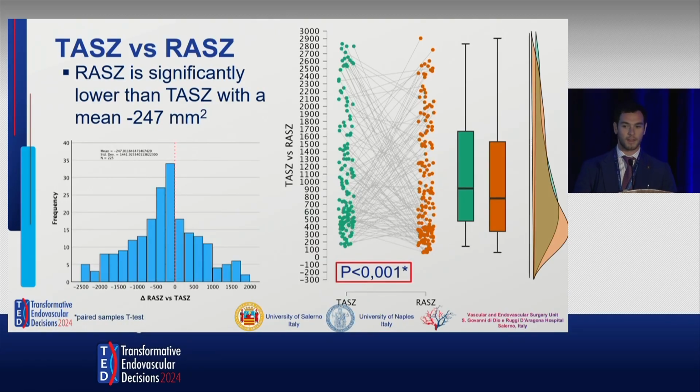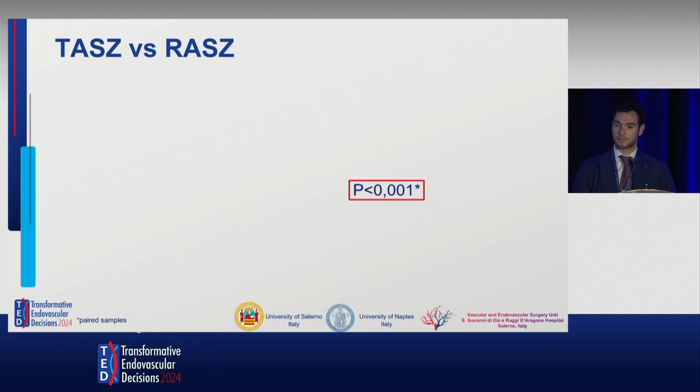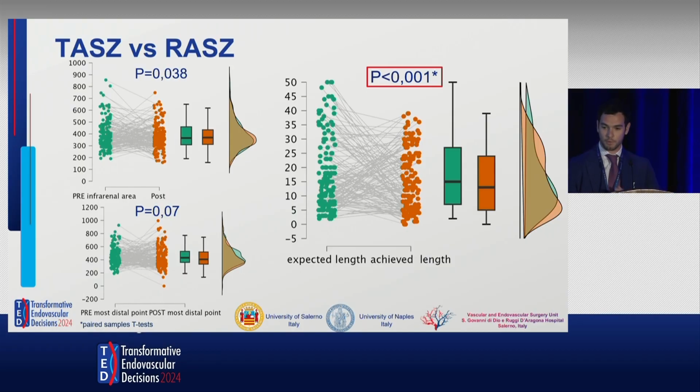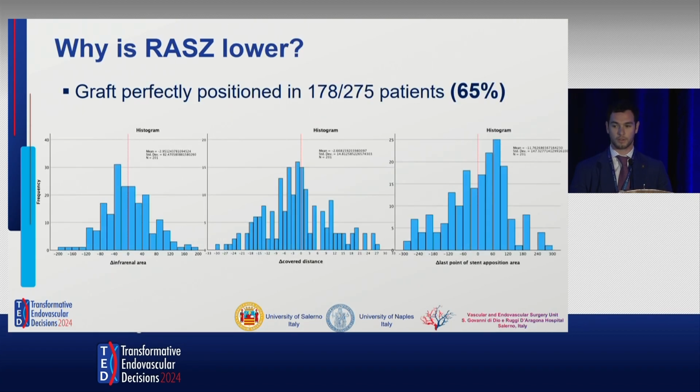When we compare target and achieved sealing zone, we see that the achieved sealing zone is often lower, and this is not only because of length, which is the most important factor, but also because of area. So we're not using all the available sealing zone, and not because of graft misplacement. 65% of the endografts were perfectly placed, while another 20% lost 1 millimeter. This relation is always expected even if we delete patients with a misplaced endograft.